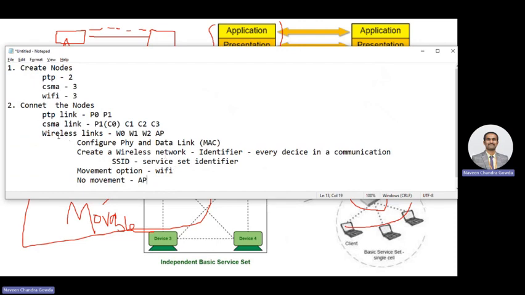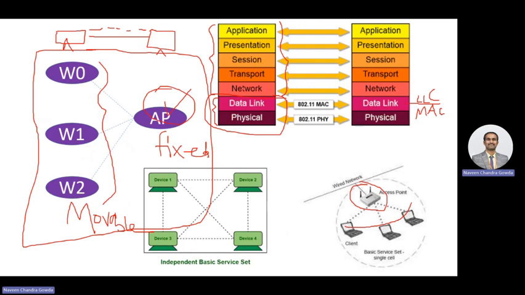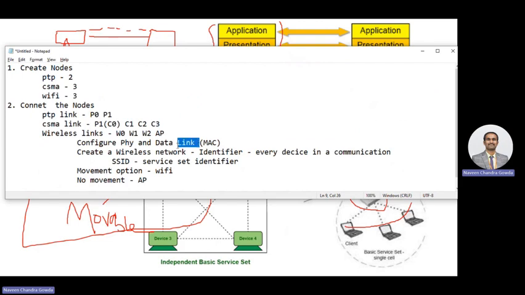Hope it is clear. So while creating wireless links, you must configure the physical link and data link. Why? I already told you here. Whether it is connected through the physical cable or wireless mode, the physical layer matters a lot for these two layers only, which are the physical and data link layers. So you need to configure those layers.